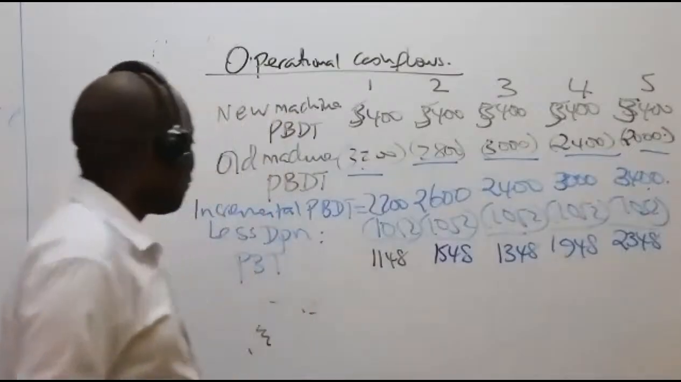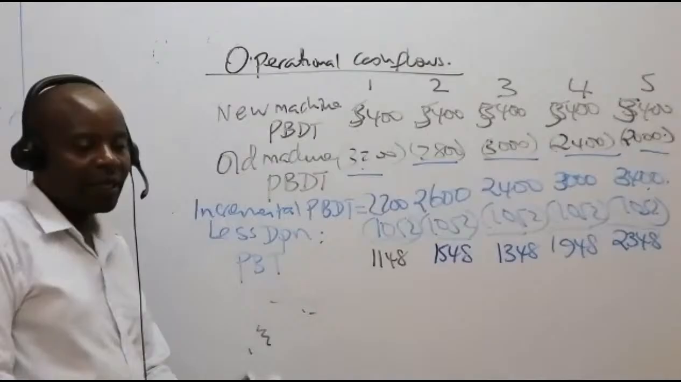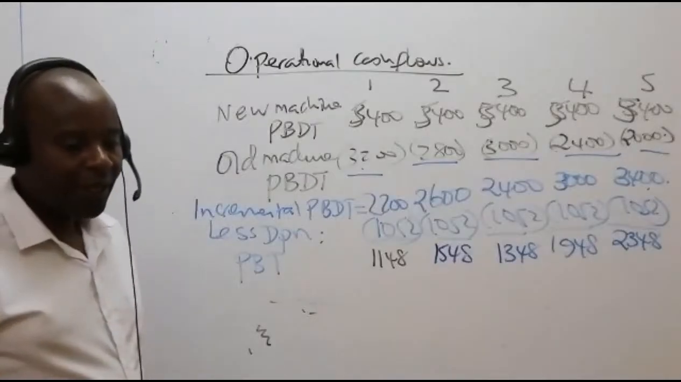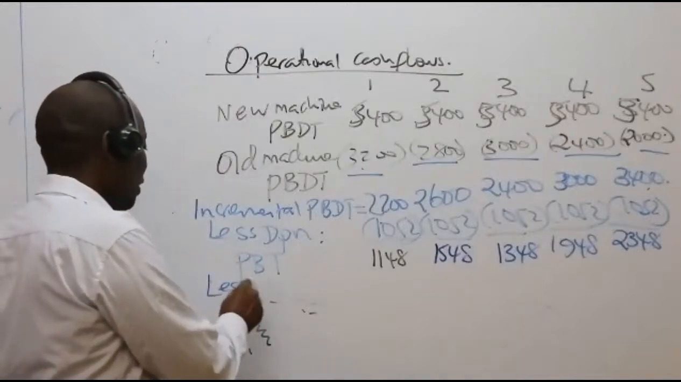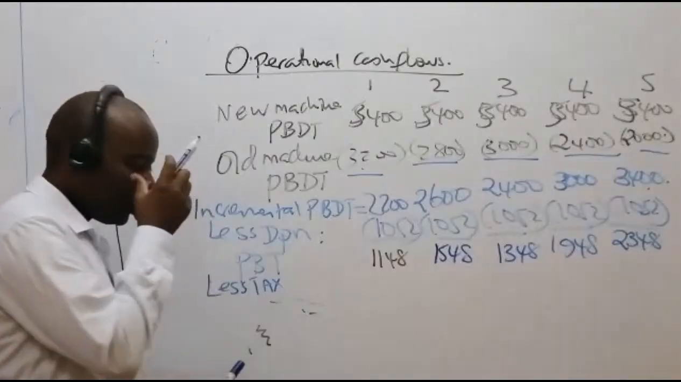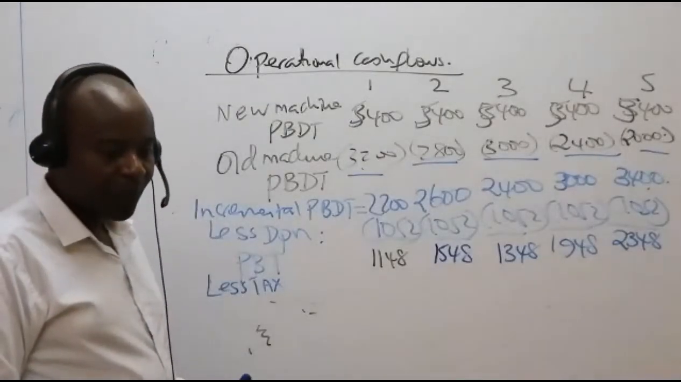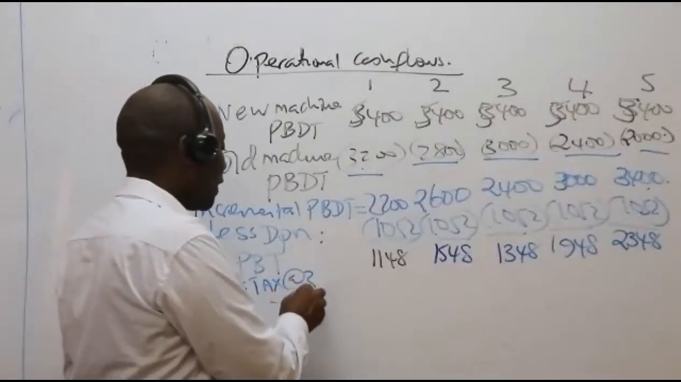So having gotten profit before tax, now we have adjusted for depreciation. The next thing, what will it be, somebody? We less tax. Thank you very much. So less taxation. They have given us the rate, a rate of 30%.